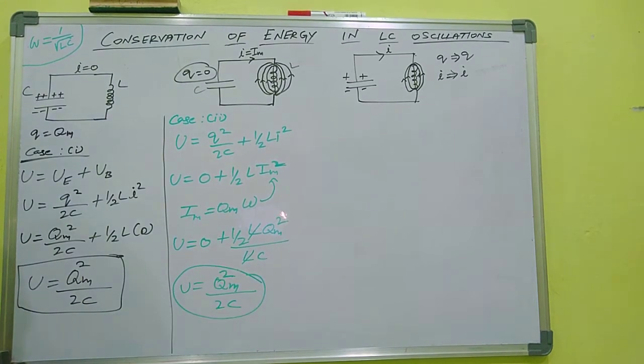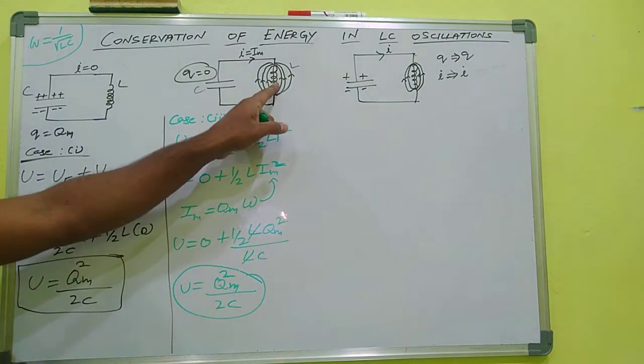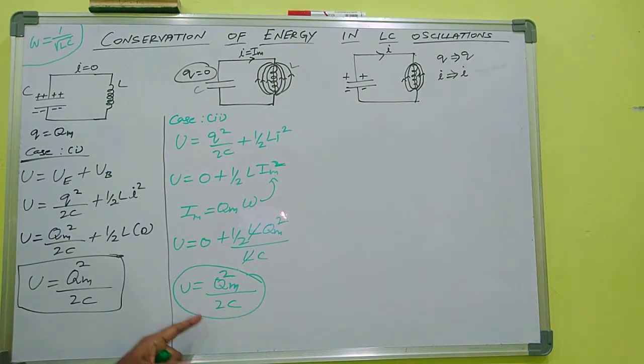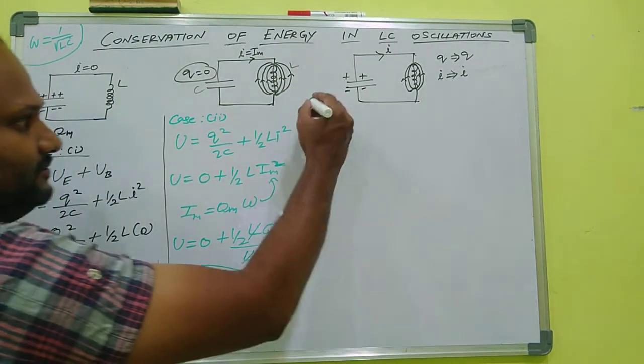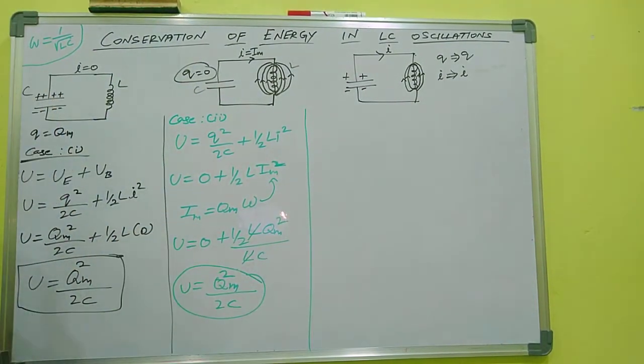Look at these two final expressions. In the first case, the total energy is wholly electrical. In the second case, the total energy is wholly magnetic. There is no electrical energy in this case. But both of them have the same expression. That means the energy remains constant. This is wholly electrical, and this is wholly magnetic. But what is the total energy? The total energy of the two cases remains constant. We proved it. Now we are going to discuss the third case.